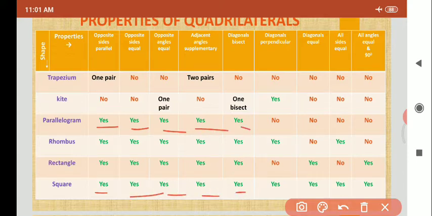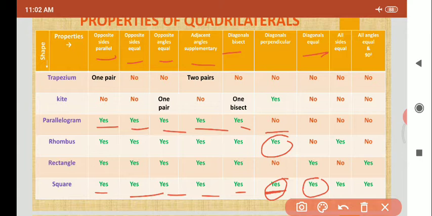So it means diagonals bisect, yes. Adjacent angles supplementary in both, yes. Opposite angles are equal in both, yes, and opposite sides are parallel. But in a parallelogram, diagonals are not perpendicular, but in a square diagonals are perpendicular. So always remember, diagonals are perpendicular only in a rhombus and a square. Understand? In a square diagonals are also equal. What is the difference between rhombus and square? In a rhombus diagonals are not equal, but in a square they are.